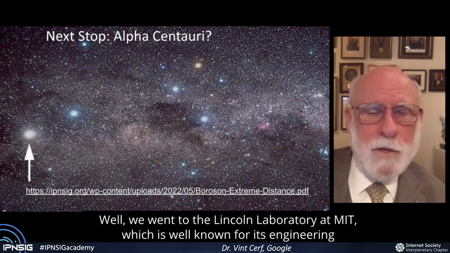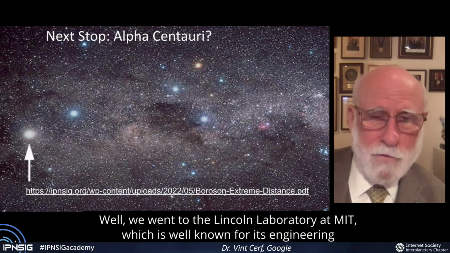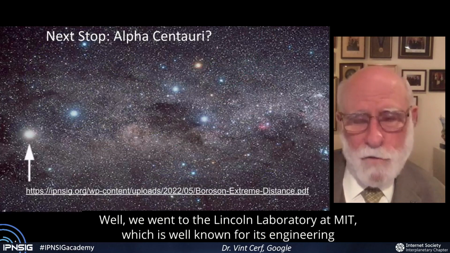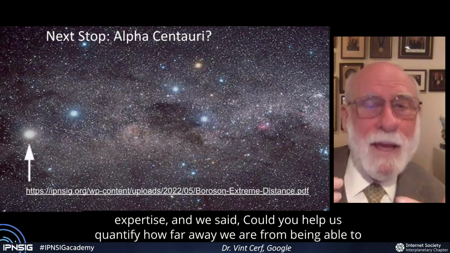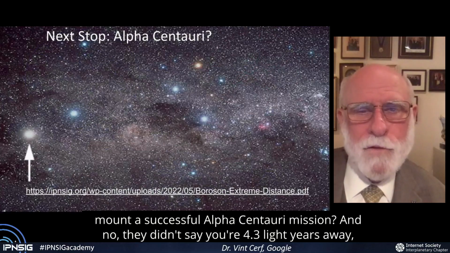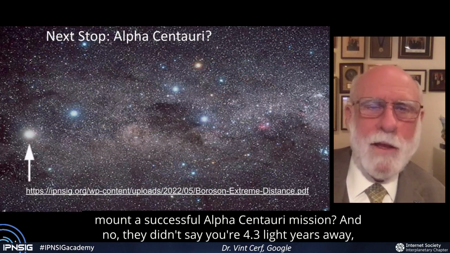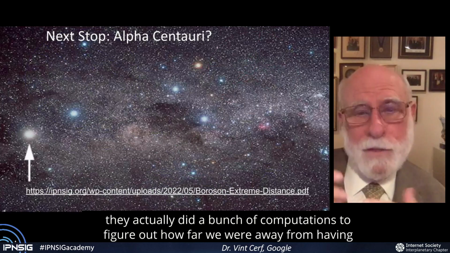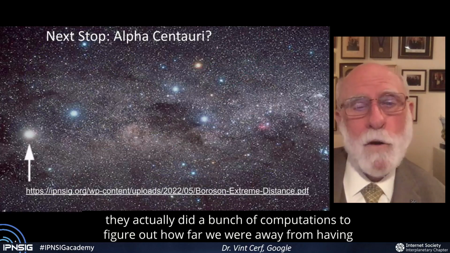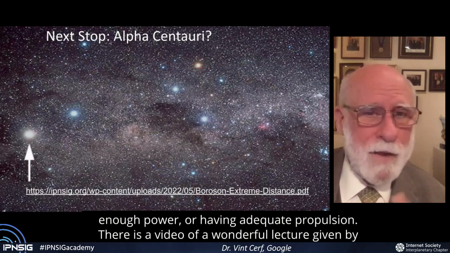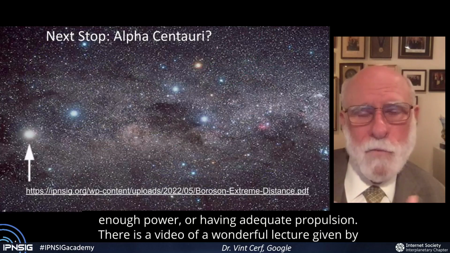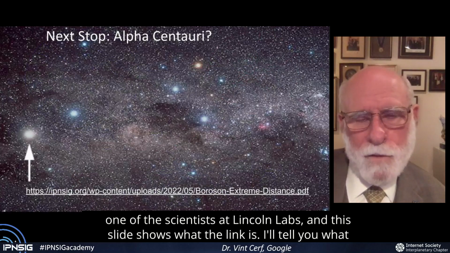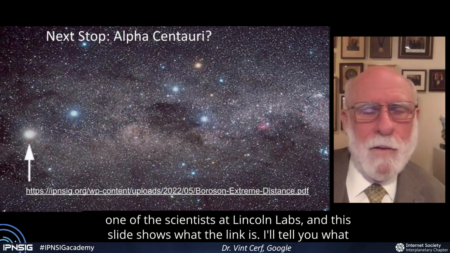Well, we went to the Lincoln Laboratory at MIT, which is well known for its engineering expertise, and we said, could you help us quantify how far away we are from being able to mount a successful Alpha Centauri mission? And no, they didn't say you're 4.3 light years away. They actually did a bunch of computations to figure out how far we were away from having enough power and adequate propulsion. And there is a video of a wonderful lecture given by one of the scientists at Lincoln Labs, and this slide shows what the link is.